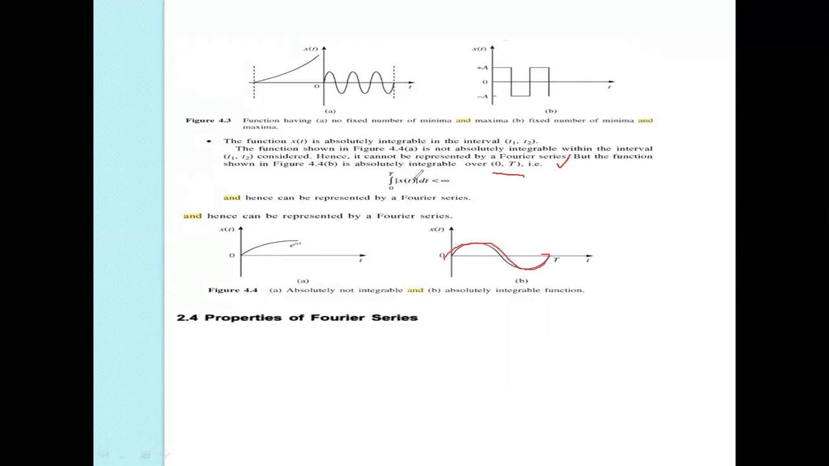The integral from 0 to t of the magnitude of x of t dt is less than infinity. But here the exponential goes on increasing. It is not less than infinity, and hence cannot be represented as a Fourier series. So the second function can. Got it, my dear students? Okay.